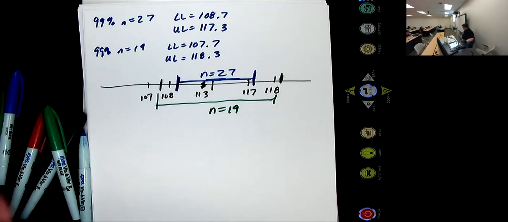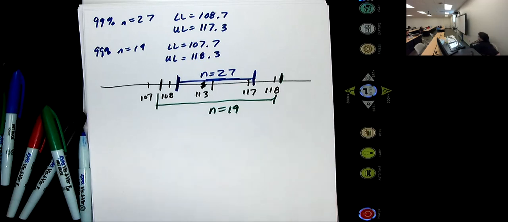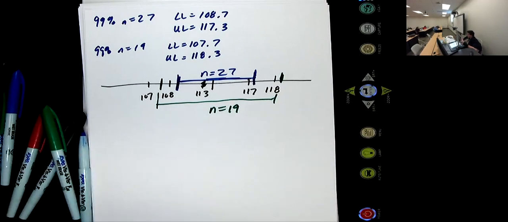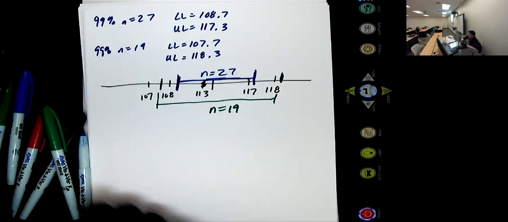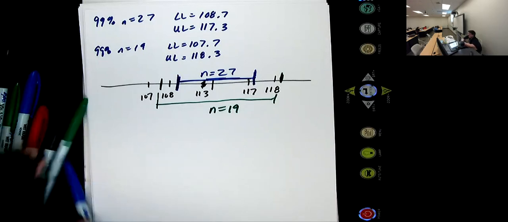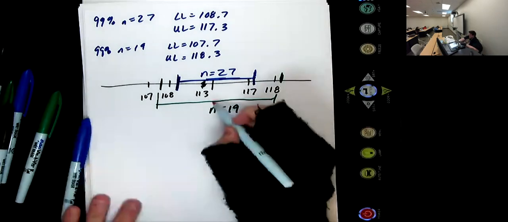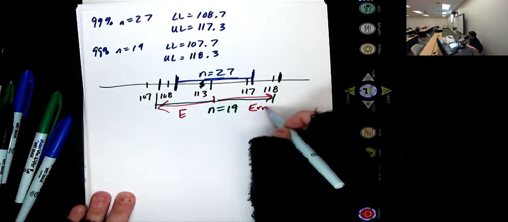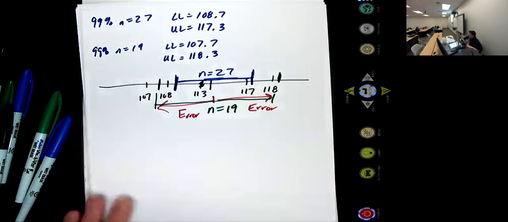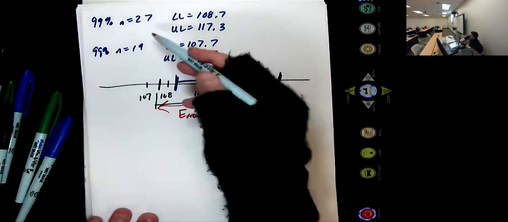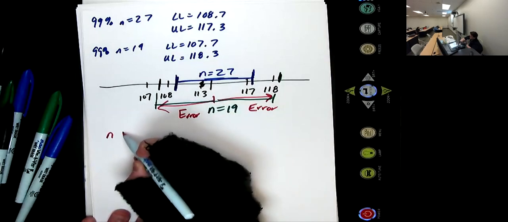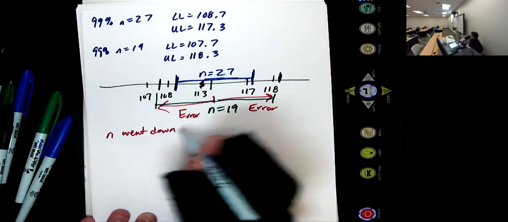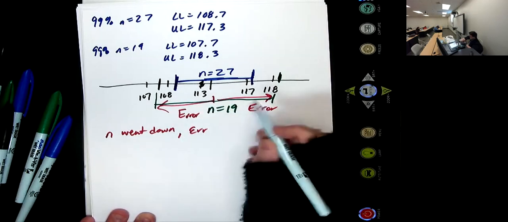So the question is, what happened as I decreased n? It got bigger, which means there's more error. Error is based from the center outward. That's error, and that's error range. And so as n went down, the error got bigger.